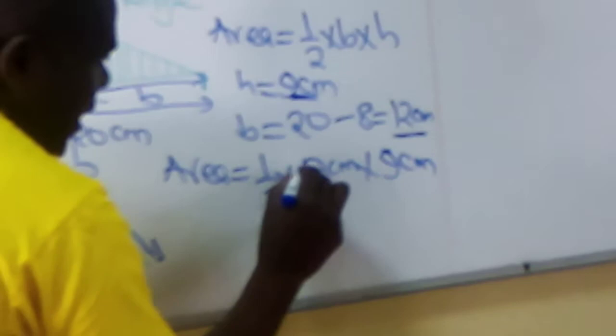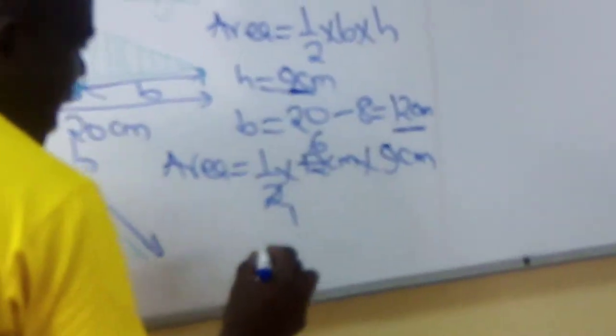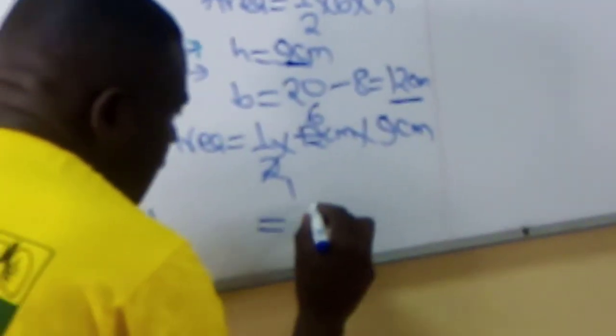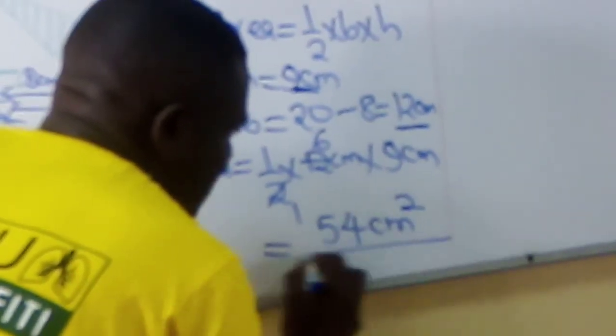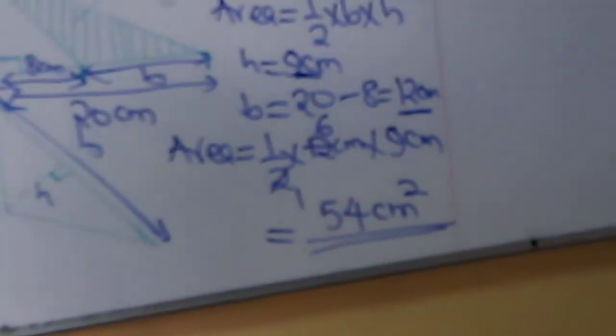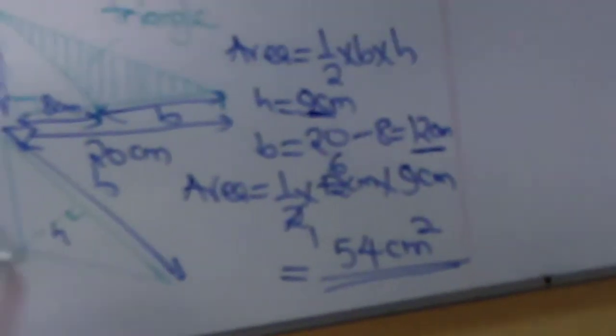So we say area here would be a half times base 12 centimeters times height 9 centimeters. By 2, 1 and by 2, 6. 6 times 9 we get 54 square centimeters. I hope you have understood. This one is easy, just like this one up there. They are the same, only that this one faces the other side.